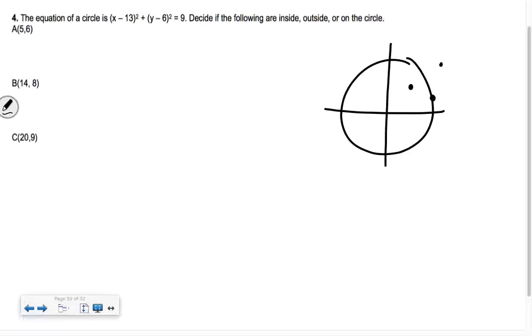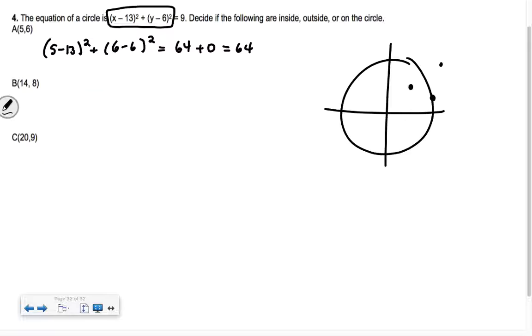I'm just going to plug into the x minus 13 squared plus y minus 6 squared to figure out what its r value is. Does that make sense? Do you guys see what I'm saying? So I'm going to plug in 5. So I have 5 minus 13 squared plus 6 minus 6 squared. And I'm going to see what that gives me. So when I do that, I get 5 minus 13 is -8. So when I square it, I get 64 plus 0, so I get 64. What r value would this be then? 8.